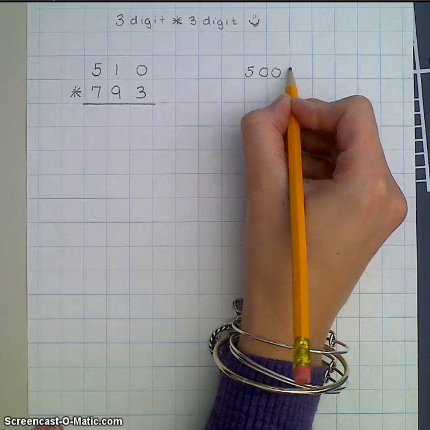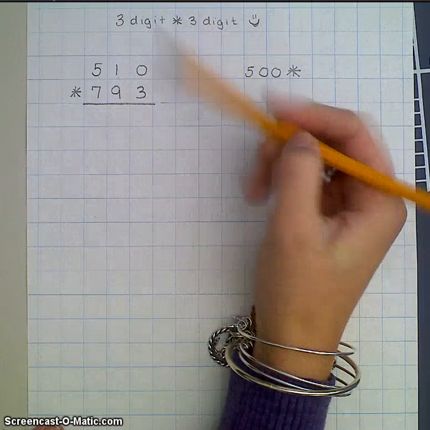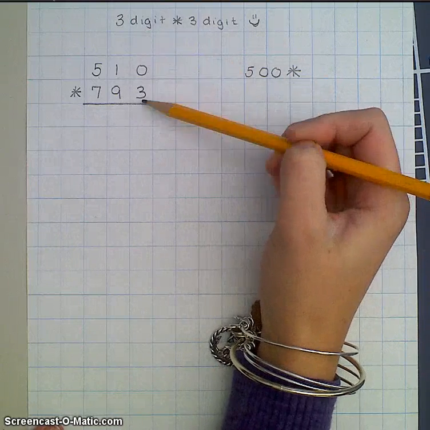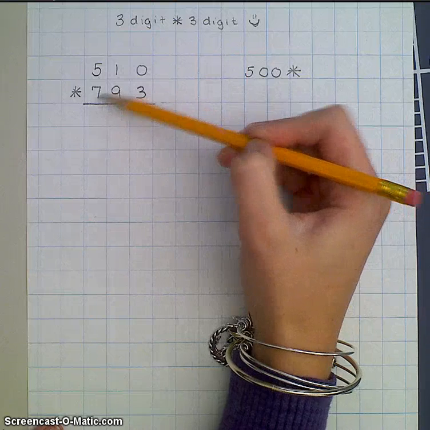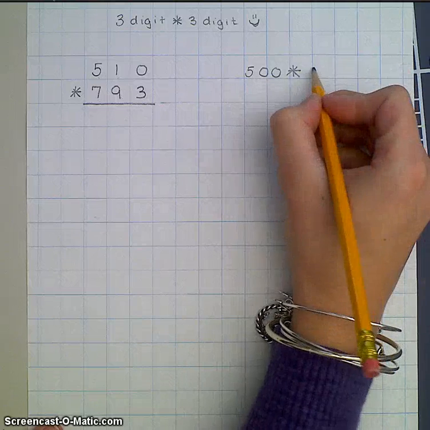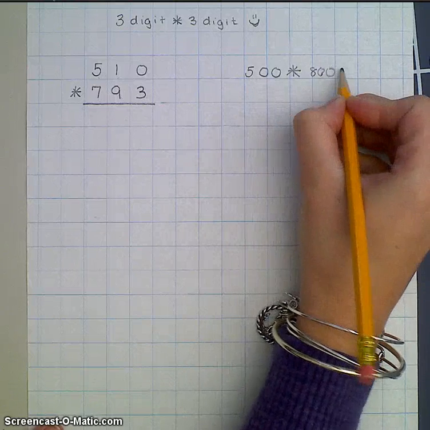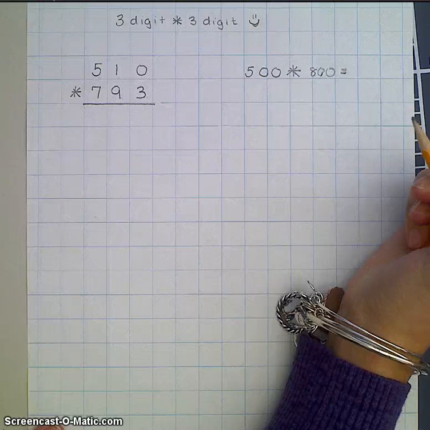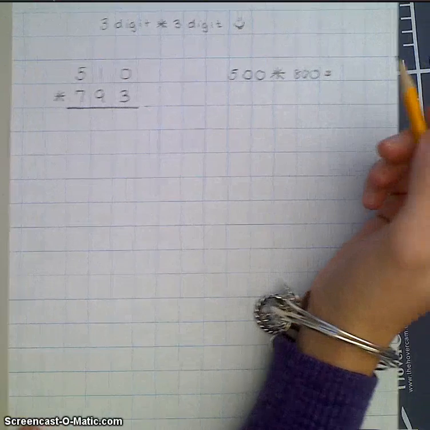And we're going to take that and multiply it by the next number, but we're going to round that first. So the 9 in the tens place tells us to round our 7 up. So 793 would round up to 800. Okay, so we're going to get an answer first for this.